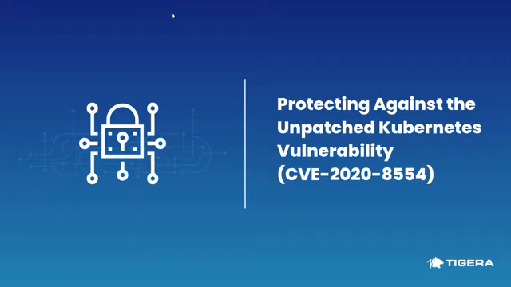What we're going to be talking about in a few minutes is CVE 2020-8554. This is a critical flaw in the Kubernetes architecture and design. It's a security issue that affects multi-tenant clusters, and there's really no fix for it at the moment. So we're going to talk a little bit about that.